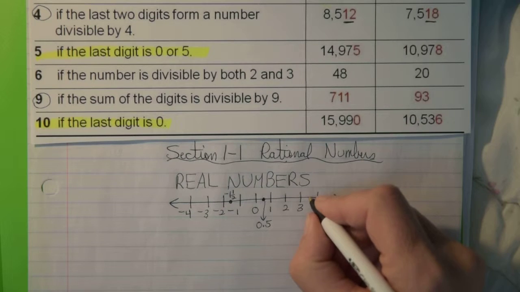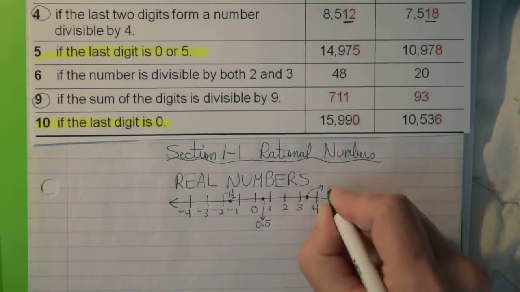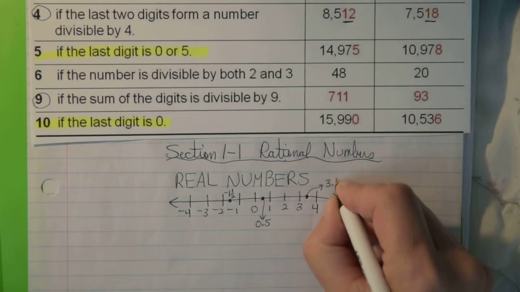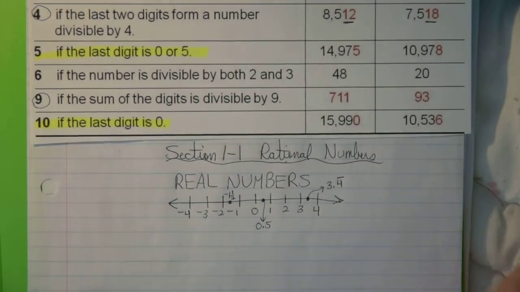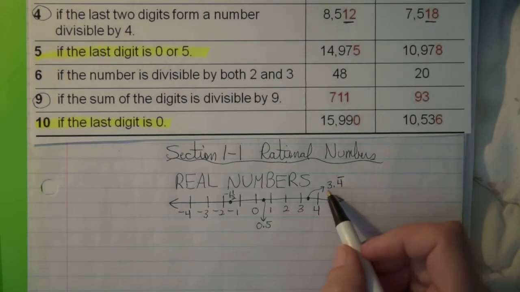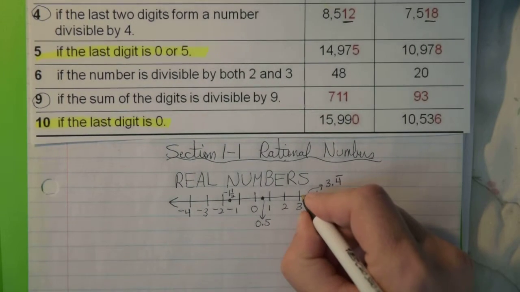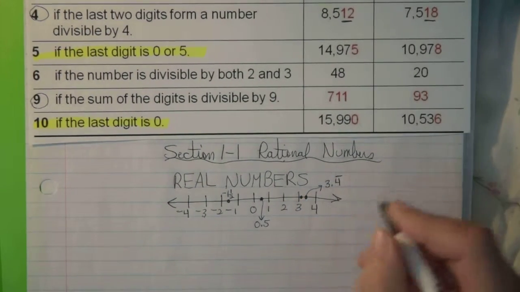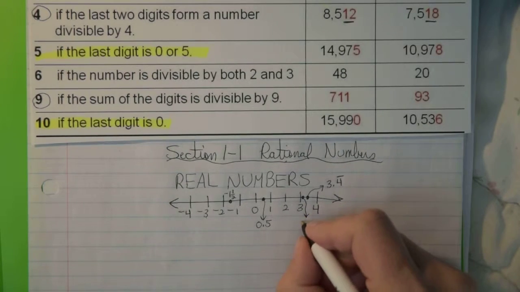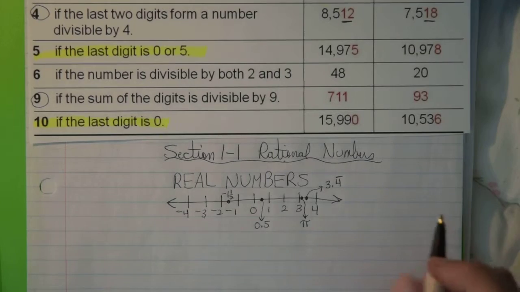Some things you might not think about. This is 3.4 repeating. That, believe it or not, can be plotted on the number line. That's a real number. I could even plot pi right in there. So strange to think about it, but pi is on there. These are all real numbers.